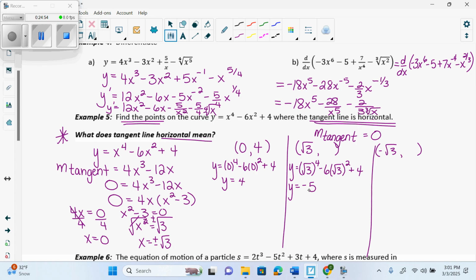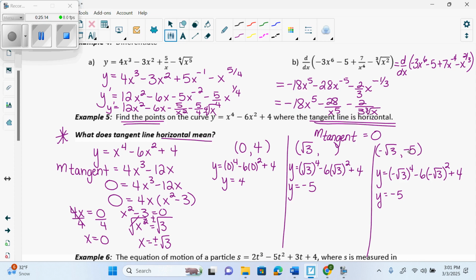And then this one's going to be negative root 3 to the 4 minus 6 times negative root 3 squared plus 4, which should still be negative 5, because this will just make them positive.